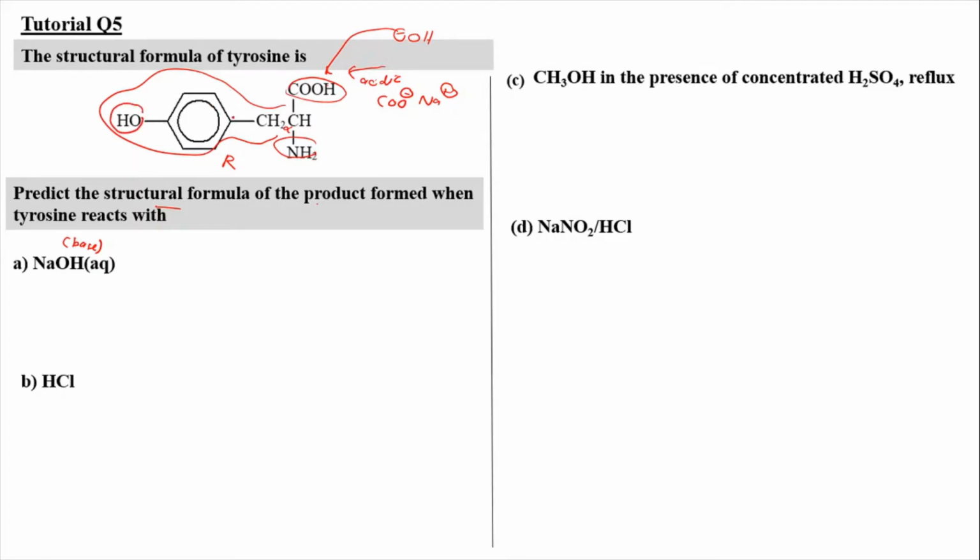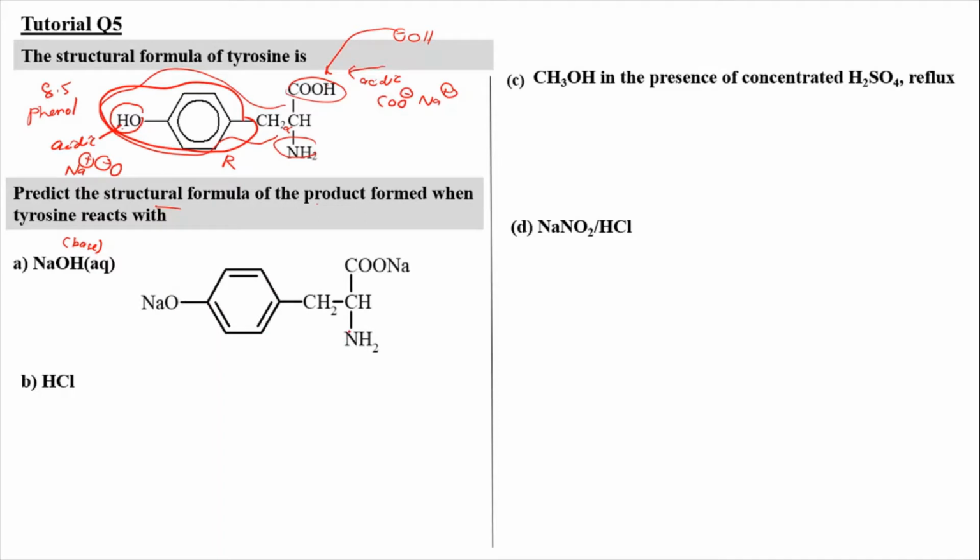the phenol group here, as you can see, is also acidic. So you have learned about phenol in chapter 8.5. You can see that the phenol, which is acidic, can also react with the base. So what's going to happen here is that the OH group becomes O minus and Na plus as well. Okay, so a salt is going to be produced.